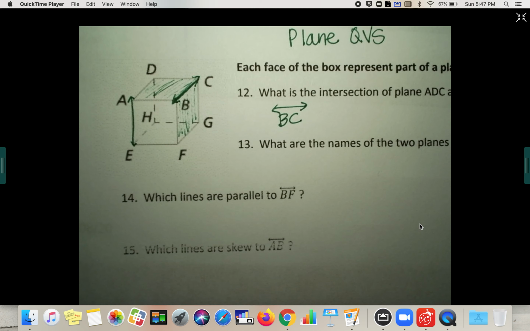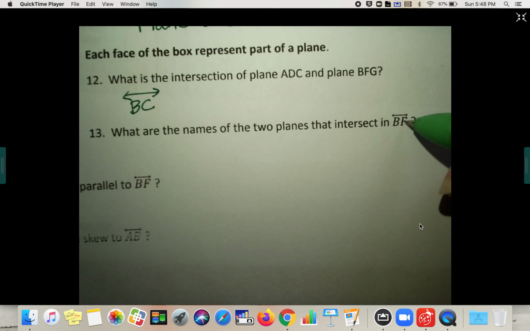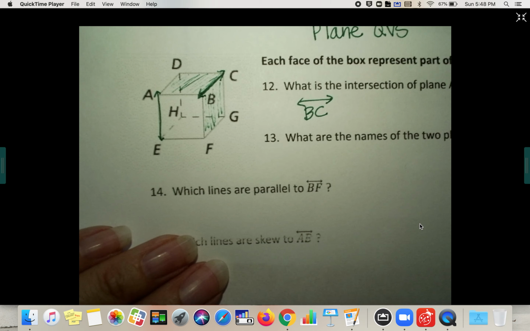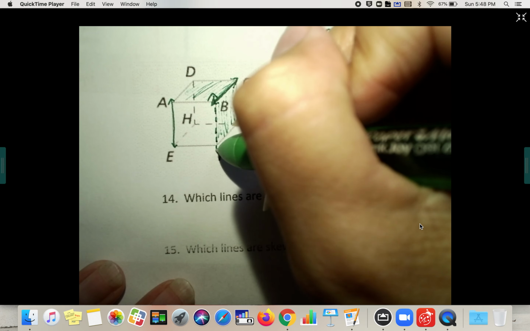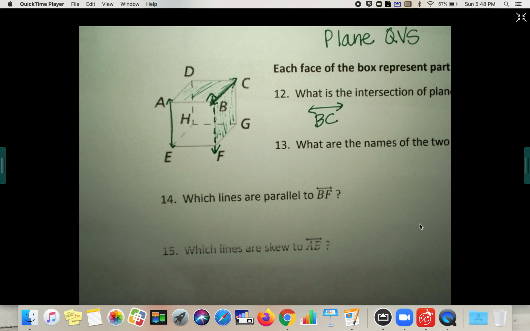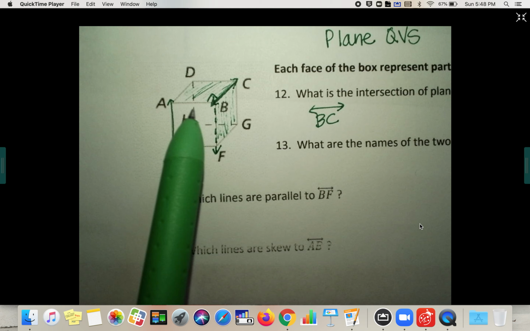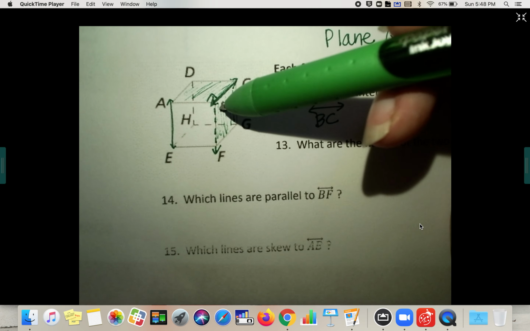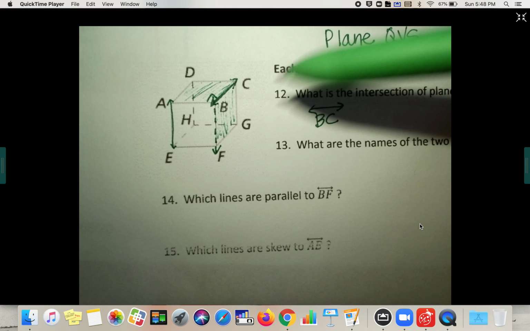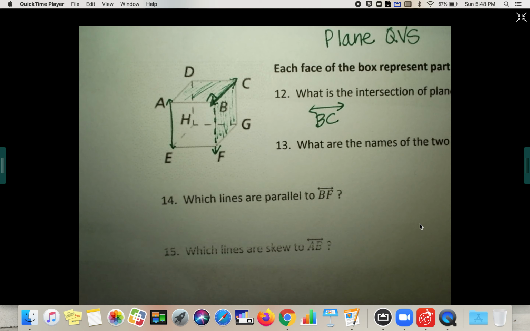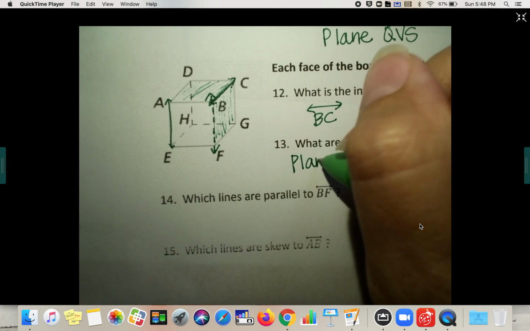Okay, what are the names of the two planes that intersect at line BF? So at line BF, let's go look at line BF. Where's line BF? Line BF is here. Okay, so if this is what we're looking at, what two planes intersect there? It's going to be this side one and this front one. So just pick 3 points that are on this plane. So I'm going to call it, I think last time they called it BFG. So I'm going to put plane BFG.